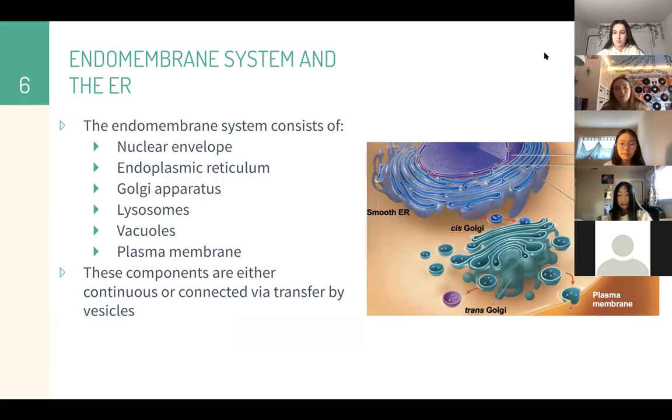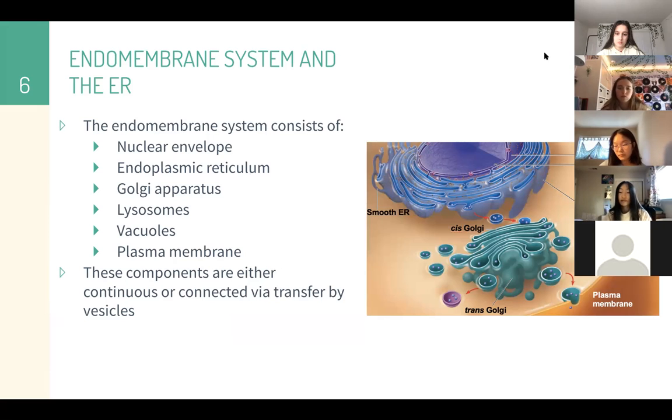So now I'll be talking about the endomembrane system and the endoplasmic reticulum, or ER. The endomembrane system is basically a transport system, and it consists of the nuclear envelope, the endoplasmic reticulum, the Golgi apparatus, lysosomes, vacuoles, and the plasma membrane. These components are either continuous or connected via transfer by vesicles.